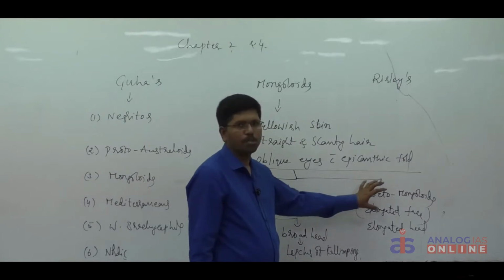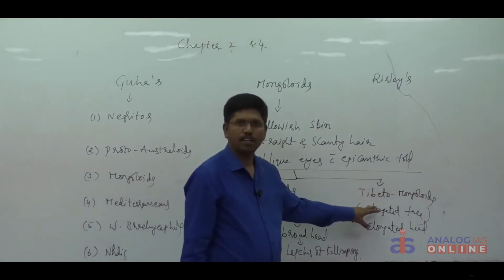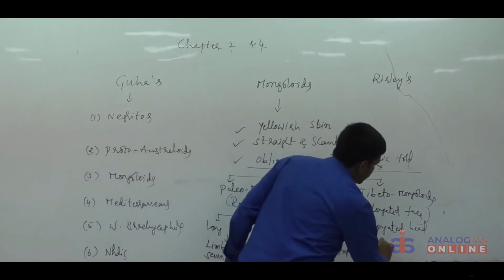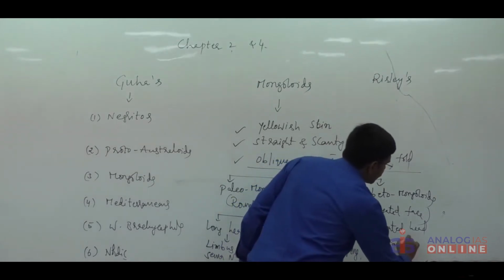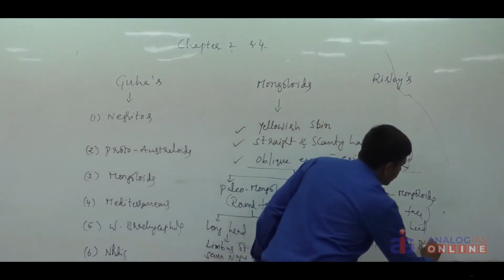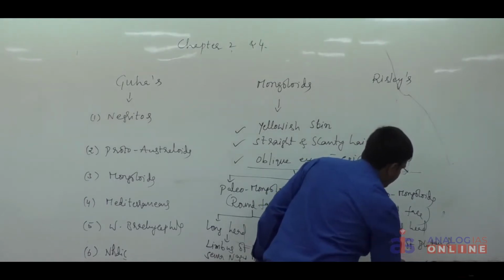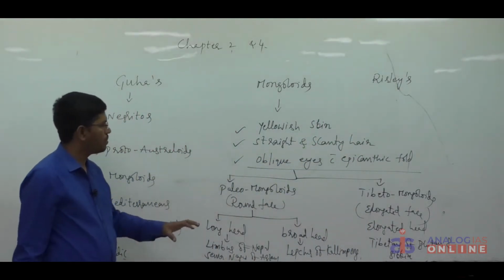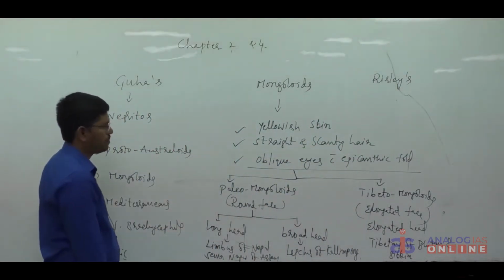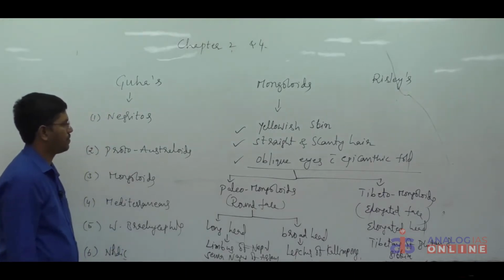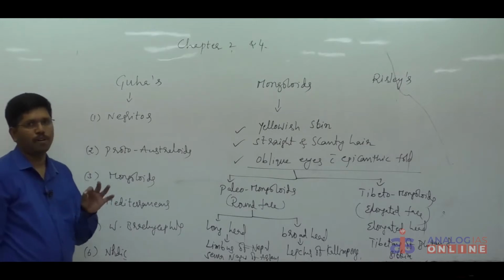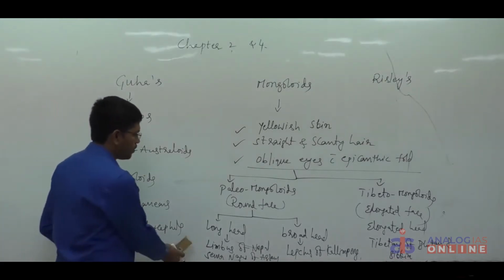Here, with respect to Tibeto-Mongoloids, the name itself indicates they are from Tibet. That's why the Tibetans of Bhutan and Sikkim. These are the representatives. For easily remembering, I am giving this classification. Try to present your answer as simple as possible with respect to complicated topics.